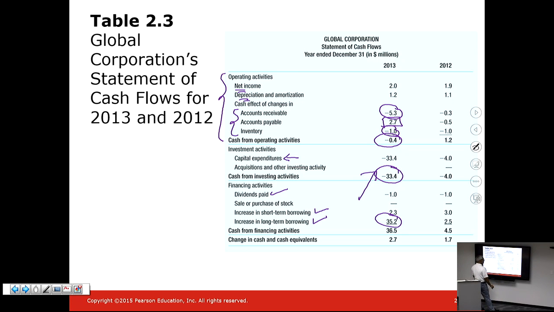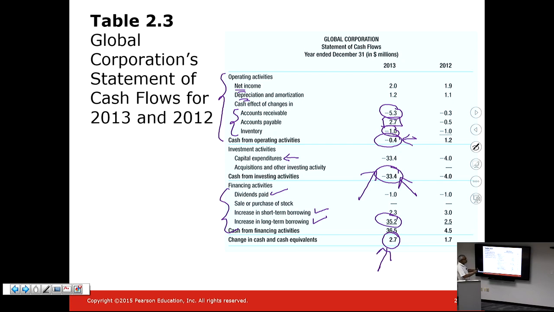So at the end, the firm ended up with a net positive cash flow, but much of that net positive cash flow came as a result of borrowing, as a result of debt that the firm took on, mostly to finance the acquisition of assets, but also to make up for the deficit in its operating activities. That's why statement of cash flows are important, because it tells us a story about the firm.